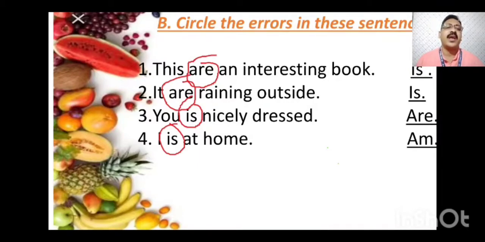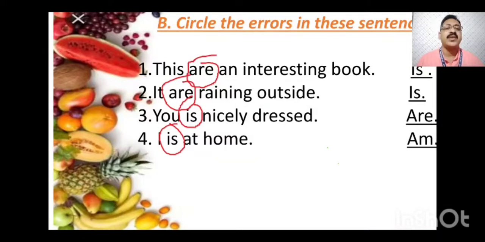These are an interesting book. This is a singular demonstrative pronoun. So this are is the error in this sentence, because this is singular. In singular we generally don't use are, we use is. So the correct answer is is.